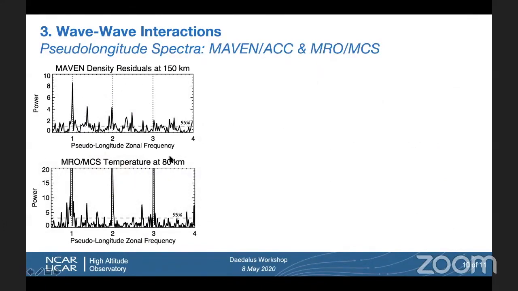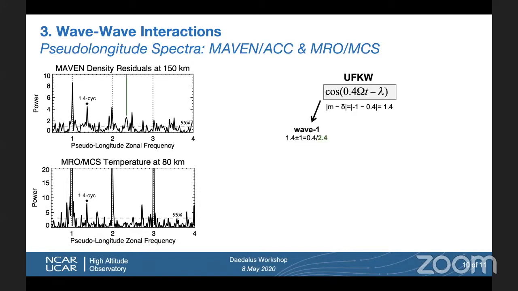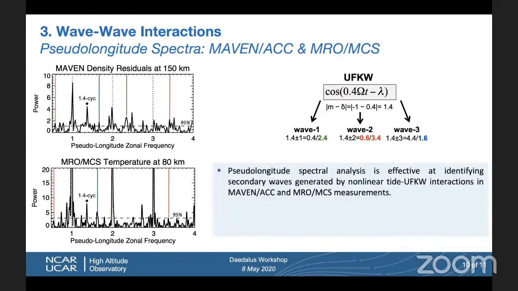If we apply this pseudo-longitude spectrum to the MAVEN accelerometer, that's what's shown here on the top panel, whereas the bottom panel shows MRO MCS temperatures in the Mars middle atmosphere at 80 kilometers. What I'd like to point out here is that we are able to see the ultra-fast Kelvin wave peak at the 1.4 cycles, as well as the interaction with wave 1, wave 2, and wave 3 that is very well characterized in this pseudo-longitude spectrum.